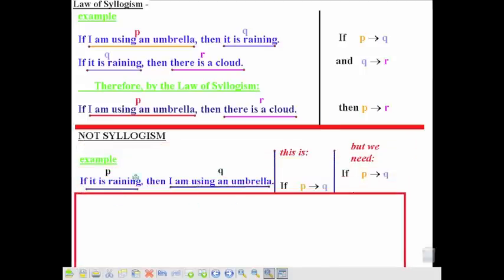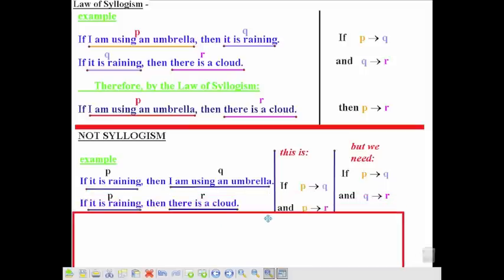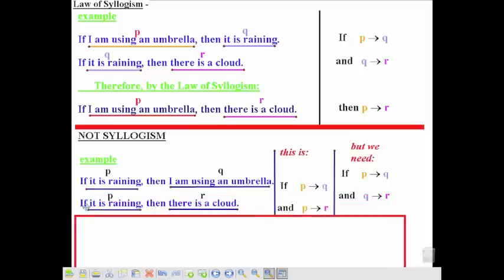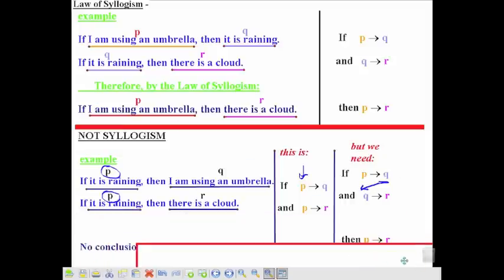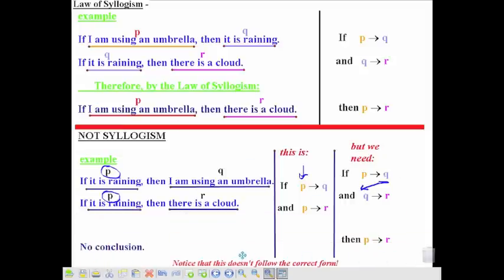Now we want to be careful when we do that. So if I have this one, if it's raining, then I'm using an umbrella. It's the same sentence that we started with. And then they said if it's raining, then there's a cloud. So this is where it's important to go ahead and label our letters as we go. If I label this as P, it's raining, I notice it's raining again. That's a repeat of P. And so I should see at that point that this is not fitting the form that we need. We need to have the Q repeating. And it's not the Q repeating, it's the P repeating. We cannot make a conclusion. Maybe it's raining, maybe there's a cloud. We don't know. There's no way to connect those two sentences.